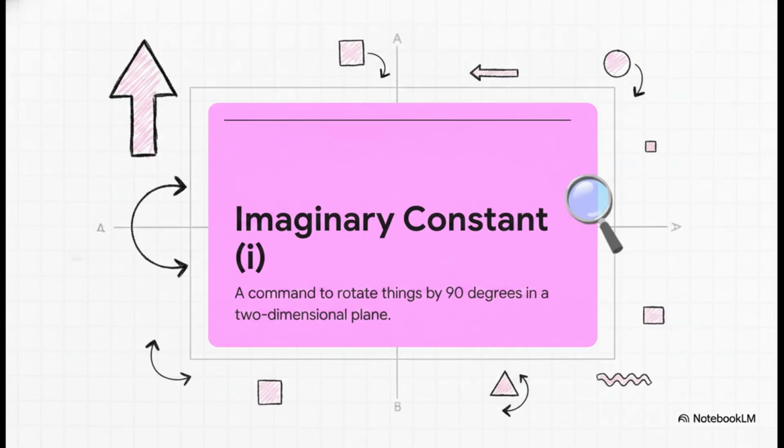Enter character number 2, the imaginary constant, i. Now, I totally get it. The word imaginary sounds incredibly mysterious, maybe even a little bit woo-woo, but please don't let the name fool you. Its entire reason for existence, its one singular job in our story, is just to act as a command. When you multiply something by i, it simply tells whatever it's attached to rotate by exactly 90 degrees in a 2D plane. That is literally it. It's just a visual rotation tool.